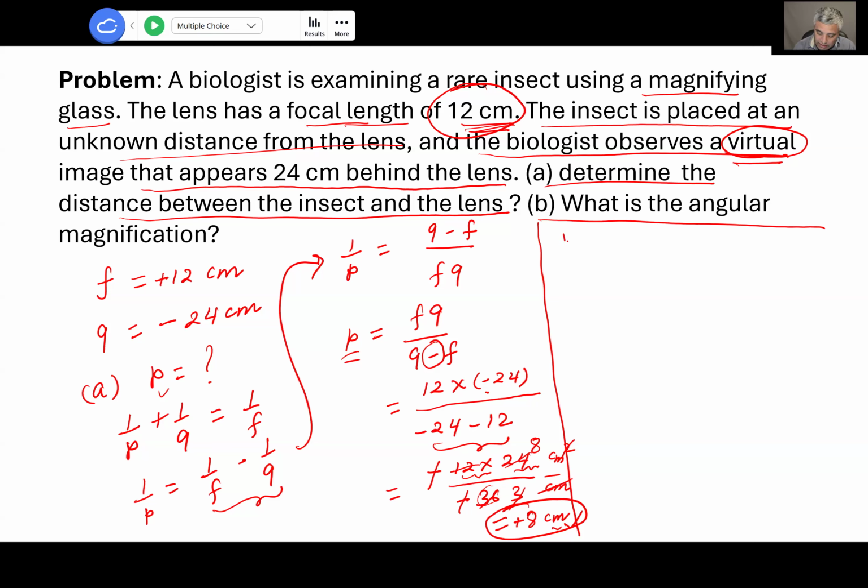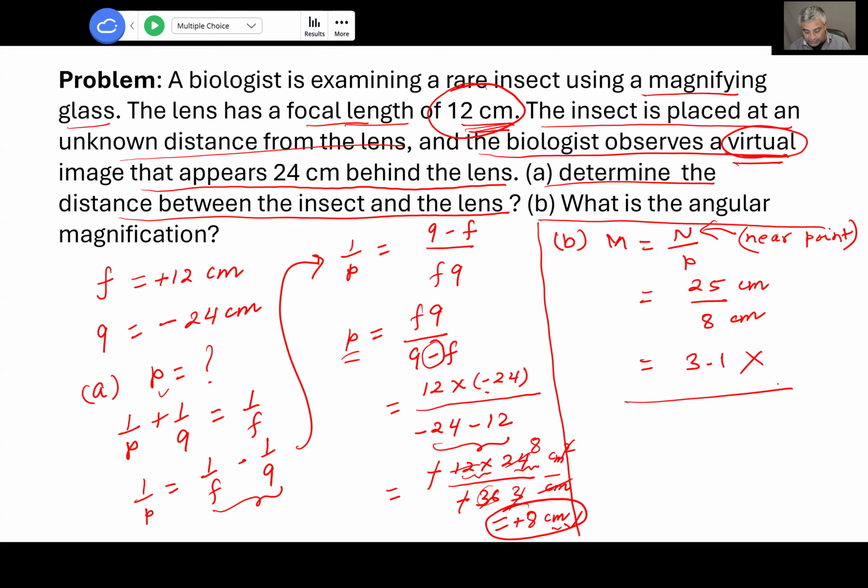Now for part B, what is the angular magnification? We can use that formula directly, n over p. We just calculated p, so we can use that. And n is 25 centimeters, p is 8 centimeters. So that gives us 3.1 something like that times, right? Okay, so that's how we can do the magnifying glass.